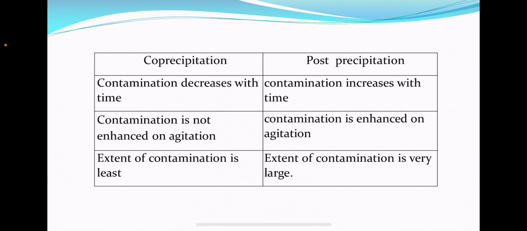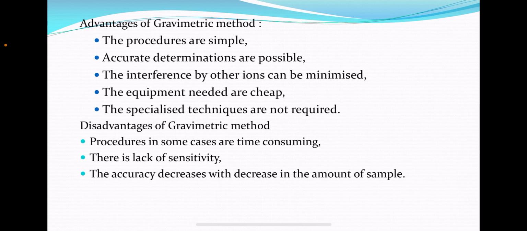Now we will see the difference between co-precipitation and post precipitation. Contamination decreases with time in co-precipitation, whereas in post precipitation contamination increases with time. In co-precipitation, contamination is not enhanced on agitation, and in post precipitation contamination is enhanced on agitation. In co-precipitation, the extent of contamination is least, and the extent of contamination is very large in post precipitation. So these are the three differences between co-precipitation and post precipitation.